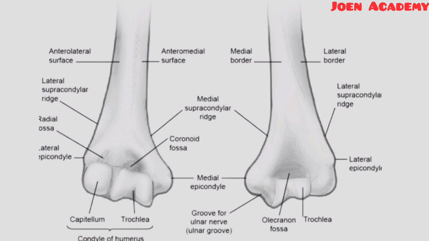Distally, the trochlea is located medially and extends onto the posterior aspect of the bone. Lateral to the trochlea is the capitulum, which articulates with the radius. Also located on the distal portion of the humerus are three depressions known as the coronoid, radial, and olecranon fossae. They accommodate the forearm bones during flexion or extension at the elbow.